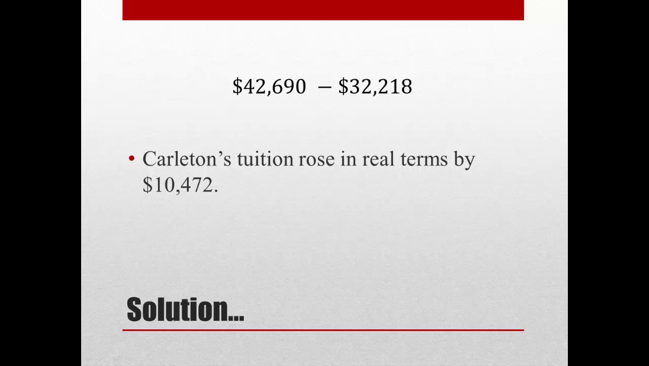$10,472. This $10,472 is the increase in tuition after we account for inflation. It means that some other cause or some other factor caused tuition to rise. Let's take a look at another example.